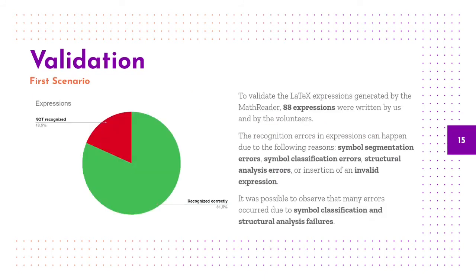To validate LaTeX expressions generated by the MathReader, 88 expressions were written by the authors and by the volunteers. 81.5% were recognized correctly. 18.5% were not. The recognition errors in expressions can happen due to the following reasons: symbol segmentation errors, symbol classification errors, structural analysis errors, or the insertion of an invalid expression. It was possible to observe that many errors occur due to symbol classification and structural analysis failures.